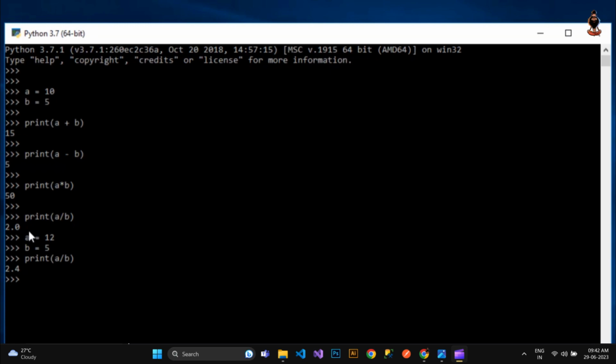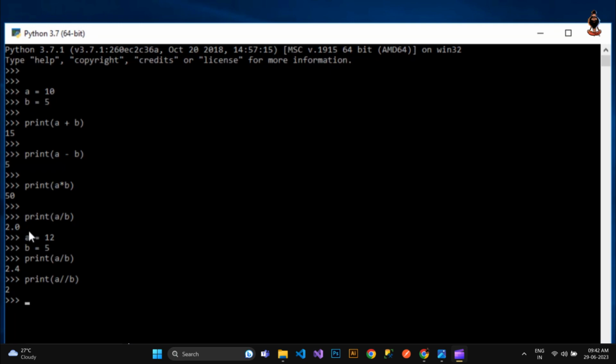But what if I want that as an integer only? Either I can convert that into an integer using the int function, or I can use the floor division method. While dividing, I can use the double slash and then b, and if I print that, you can see I got the floor value. If I have an answer of 2.4, 2.6, 2.8, I will get the floor value. That is, if it is 2.8, I will get the value 2. So it is an int value now.